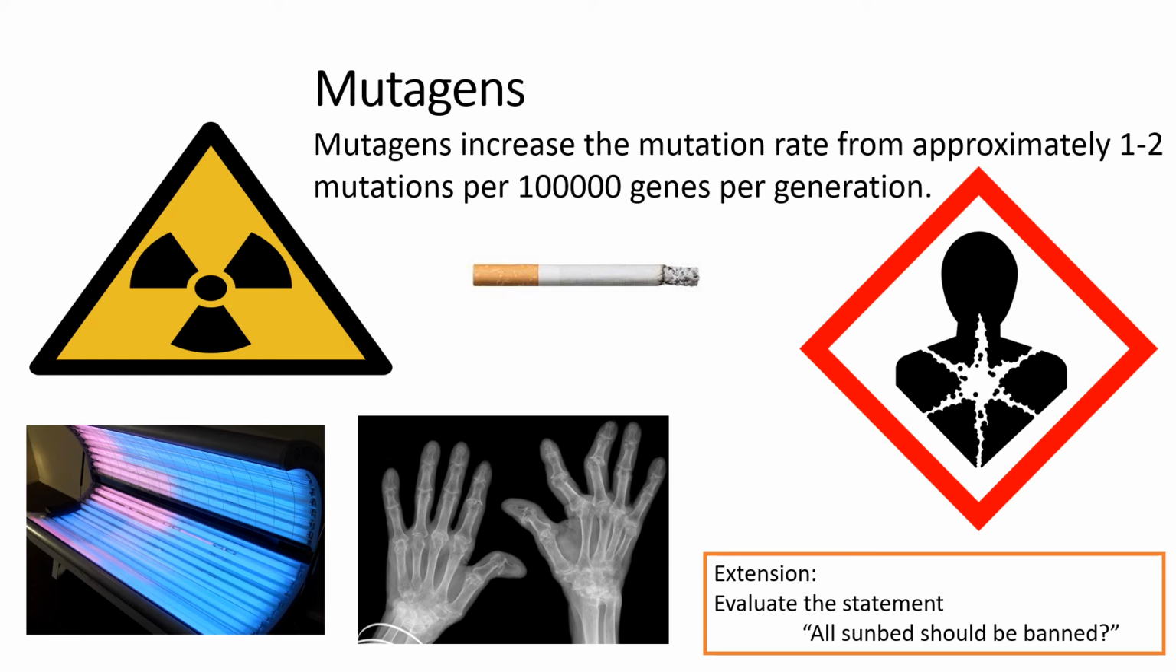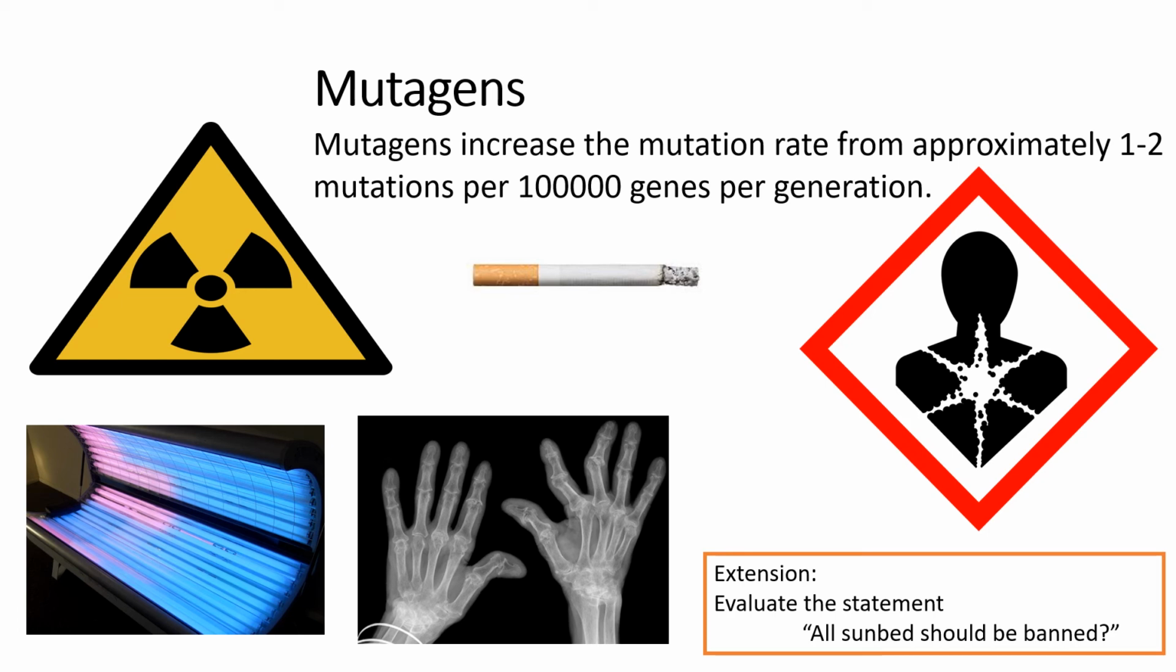Again, we've got different pictures to represent each of the different mutagens. Pause the presentation, try and work out what the 5 pictures represent, and when you're ready you can restart the presentation. Don't be afraid to have a go at the extension question as well. Pause the presentation now.